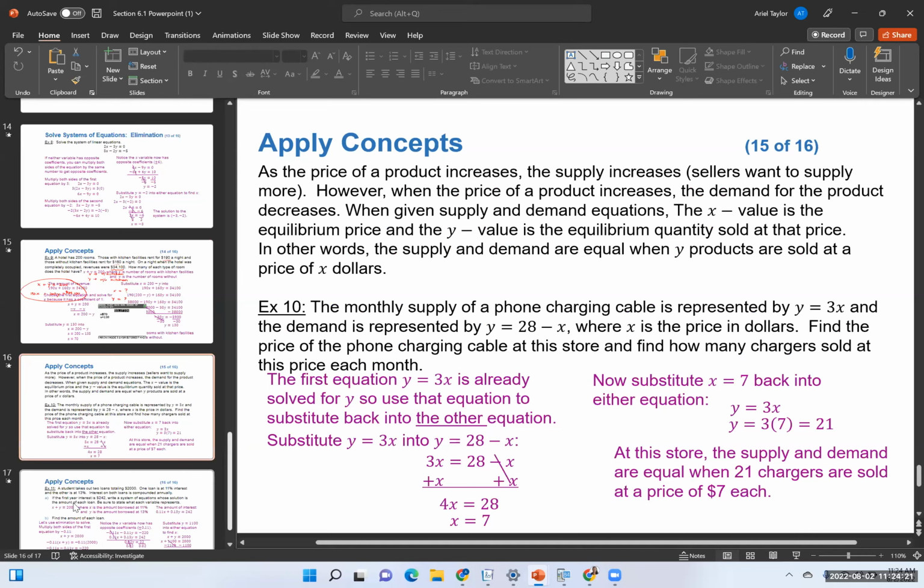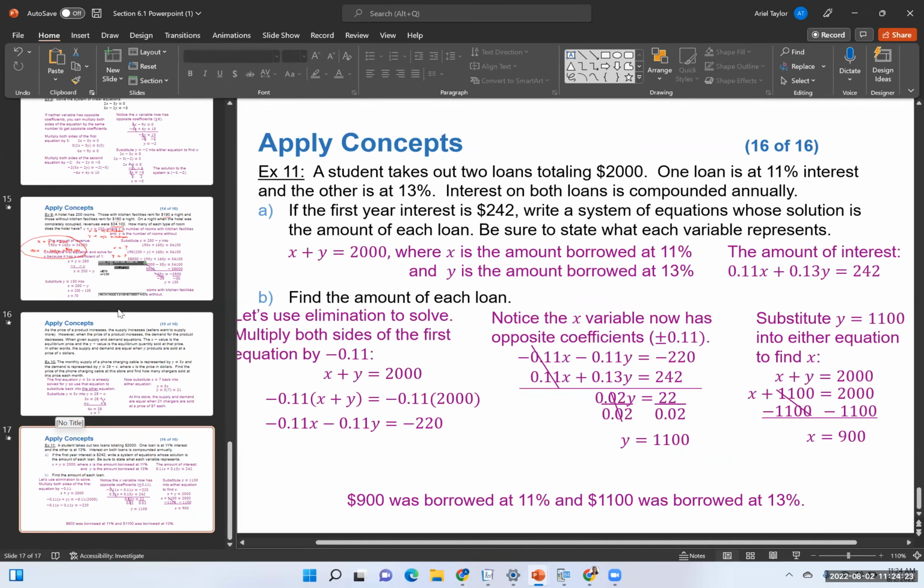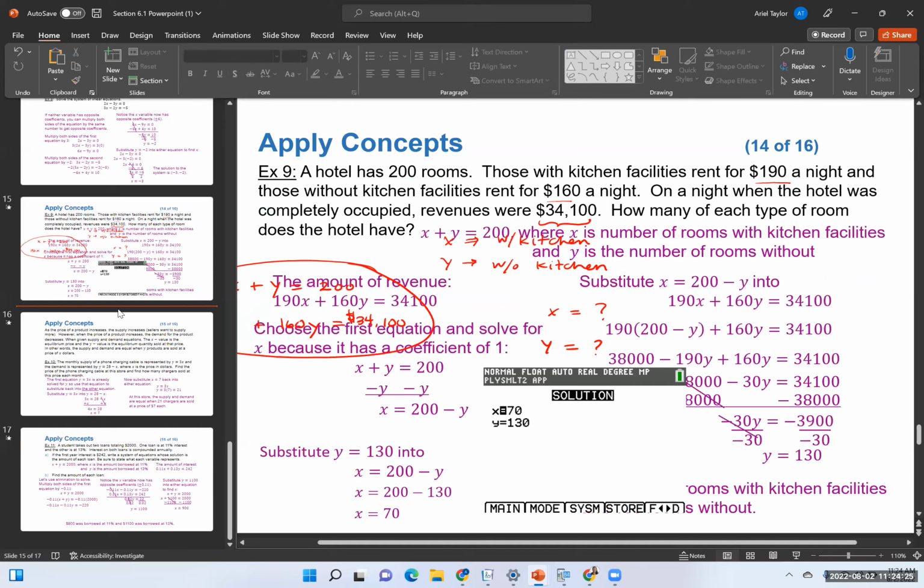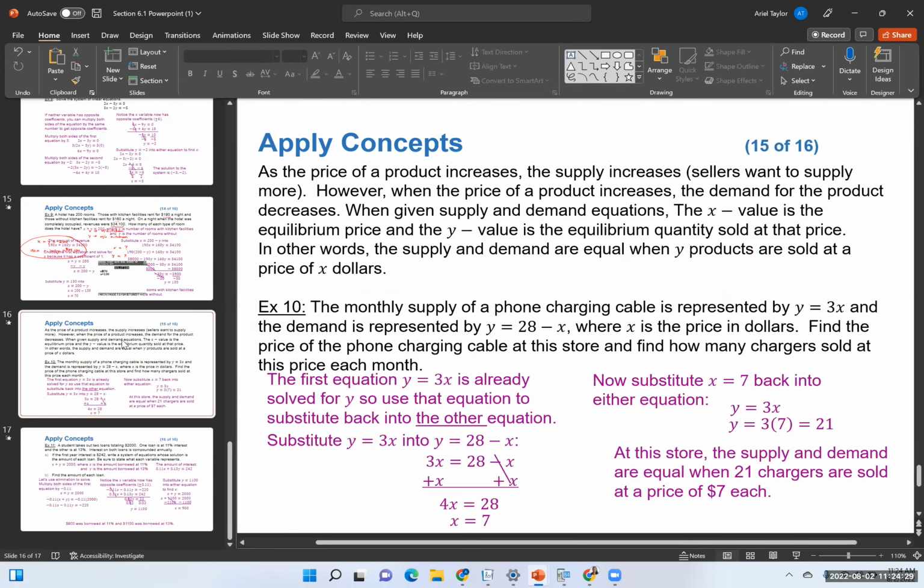Okay. Let's see. There are 2 more examples. So as the price of the product increases, the supply increases. That makes sense. Like the seller wants to make more money. However, when the price of a product increases, the demand for the product decreases. This is fundamentals of economics.